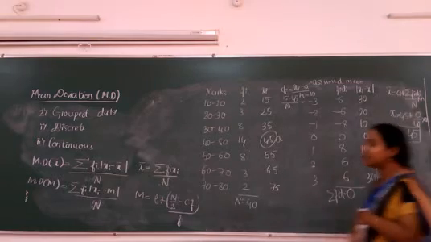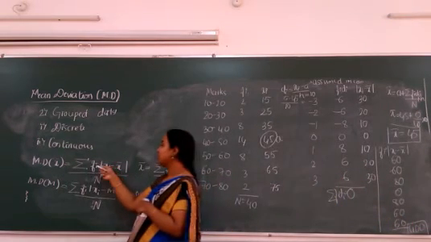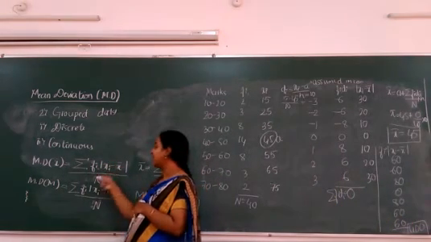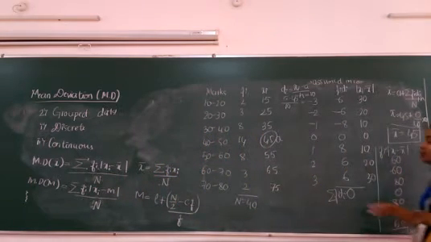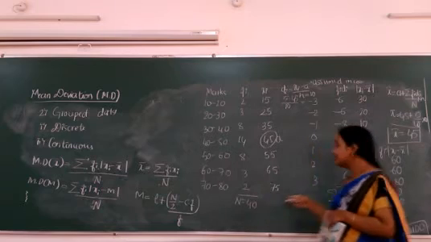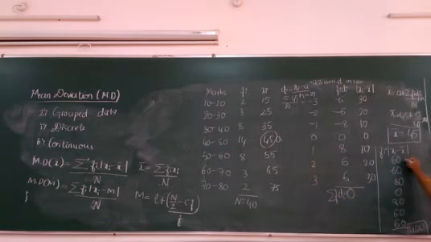So what is the mean deviation about mean formula? Summation of fi into modulus of xi minus x bar divided by n. So what is our sum here? 400. And what is our frequency? 40. So 400 divided by 40. That is mean deviation about mean. It is 400 divided by 40, which is again equal to 10.